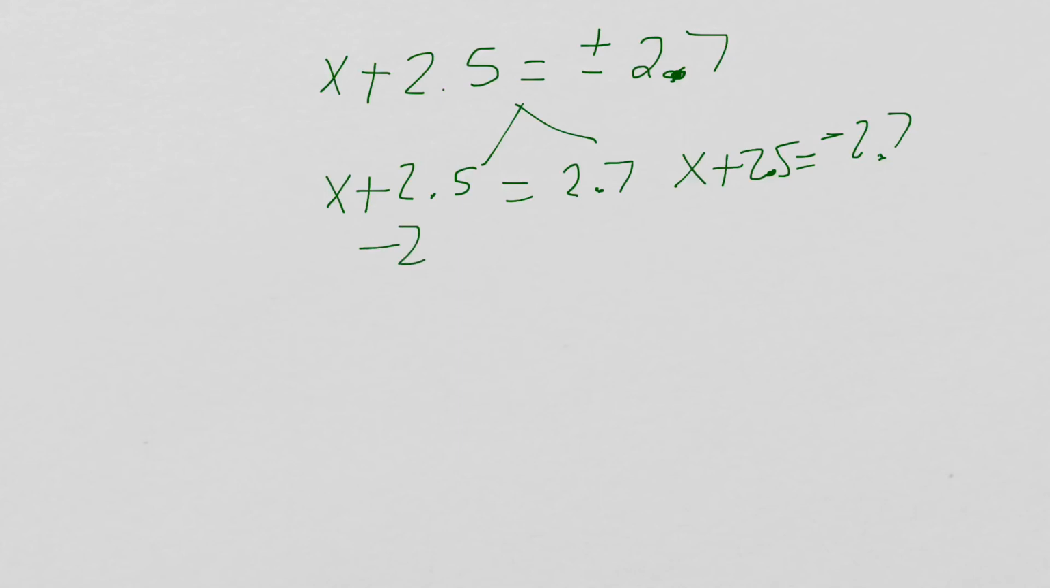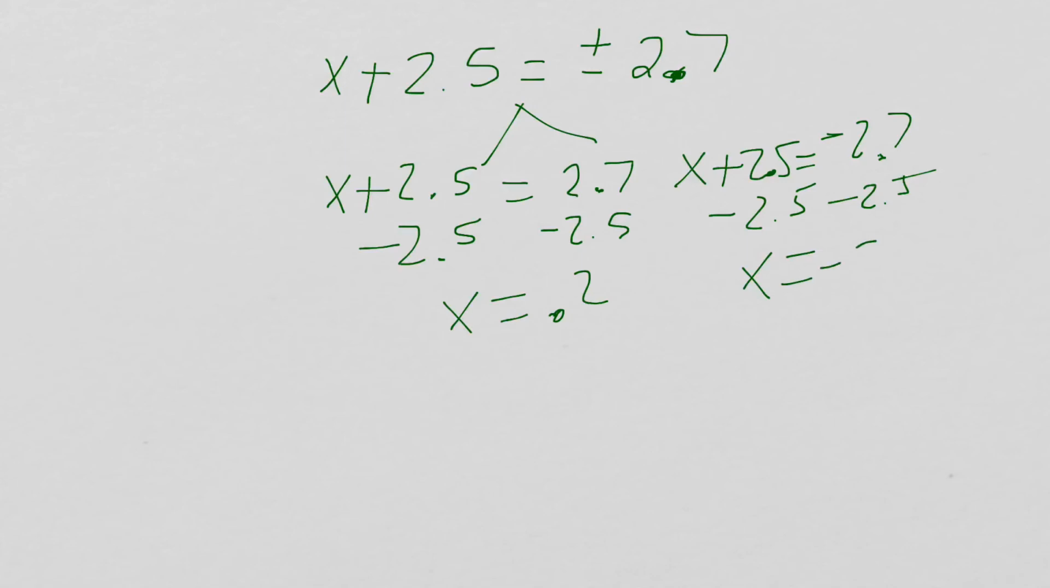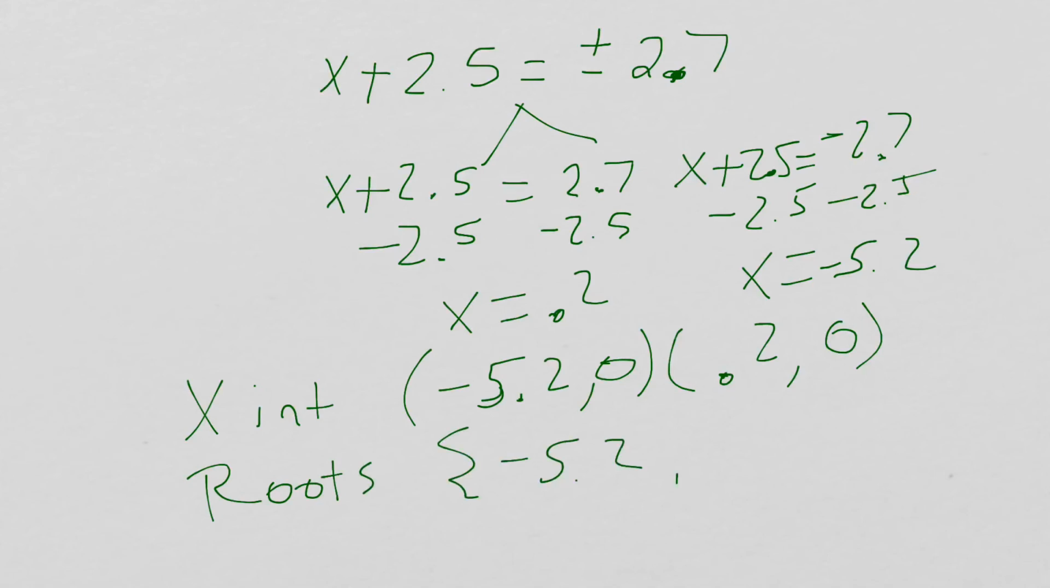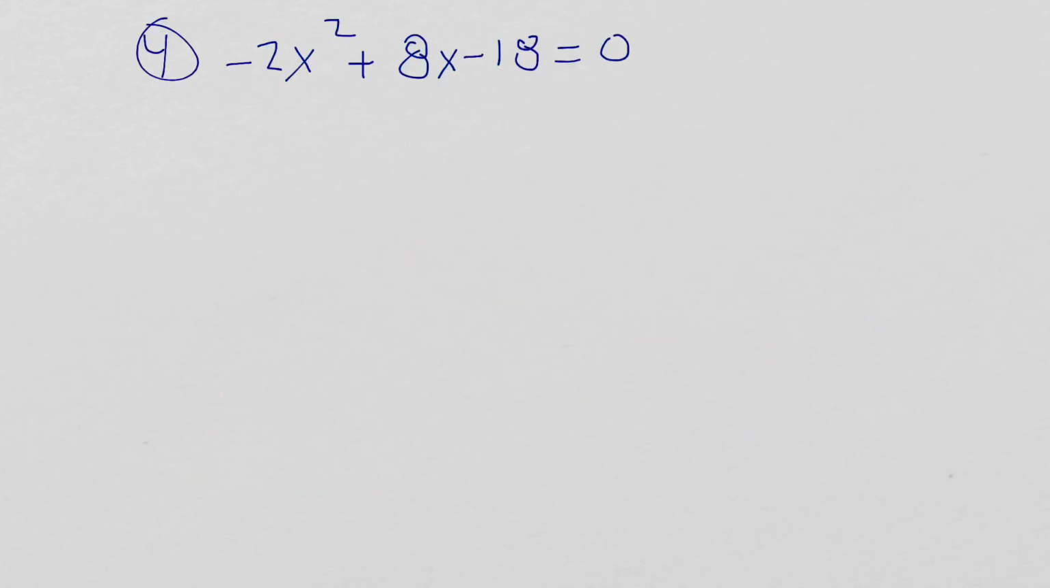We're going to go ahead and zero pair out the 2.5s. So we're going to have x is equal to 0.2 and x is equal to negative 5.2. So our x-intercepts are going to be negative 5.2, 0 and 0.2, 0. Our roots are going to be negative 5.2 and 0.2.